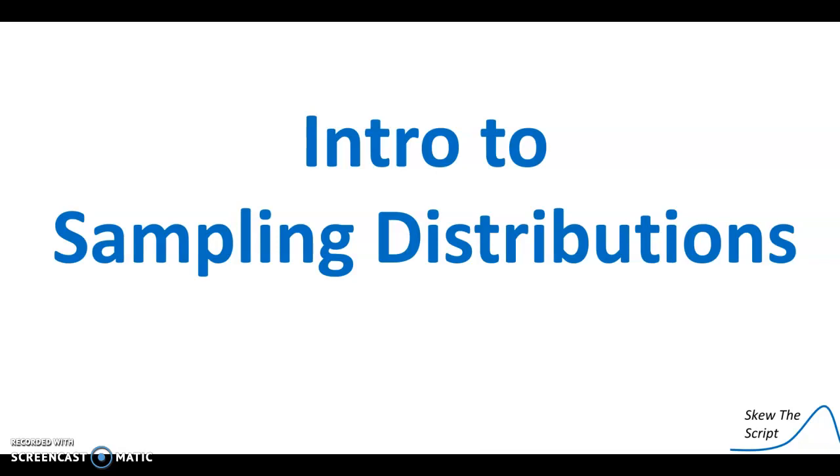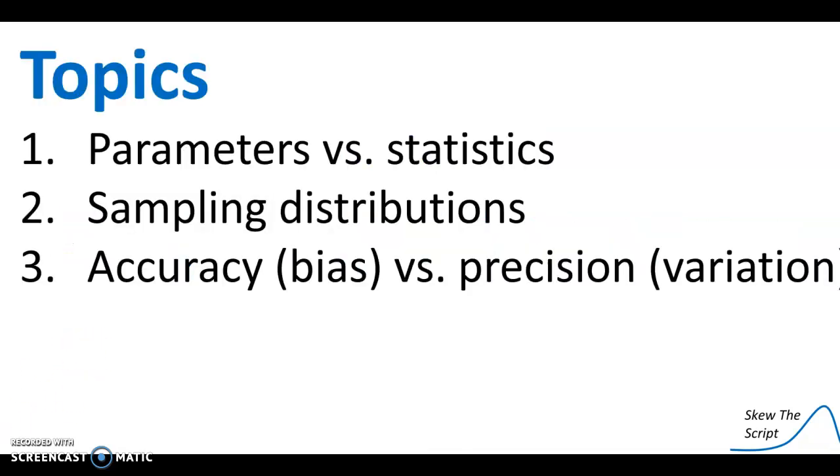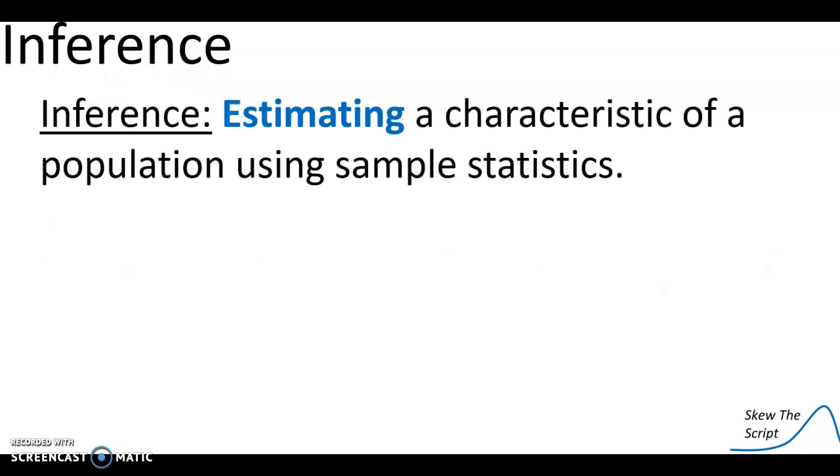So this video will be an introduction into sampling distributions. It's going to look at vocabulary in terms of parameters versus statistics, and this really should just be a review of something we did earlier in the year. It'll talk about what a sampling distribution is, and I'll show you some models on an applet, and then we'll do a quick discussion on accuracy versus precision and why they are both necessary.